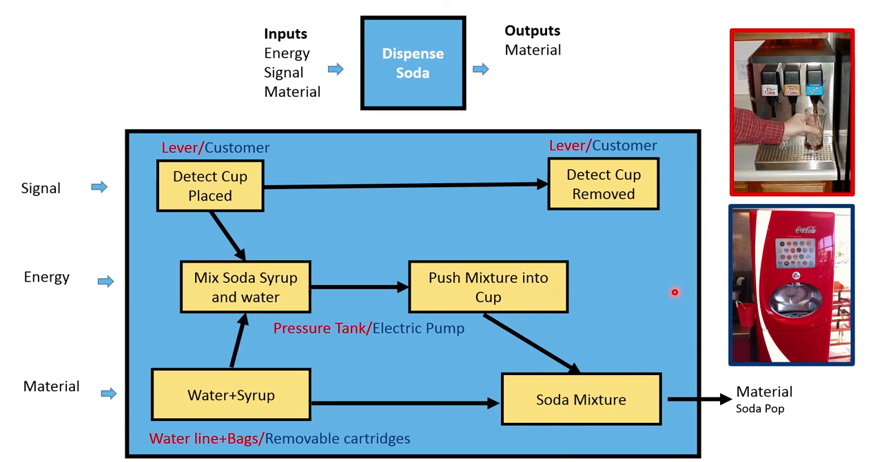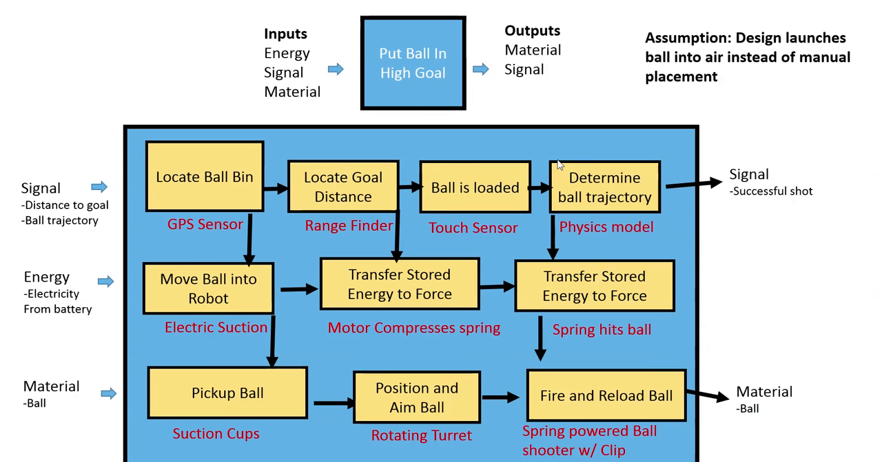So basically what I'm showing here is that you can do the same functions in this diagram with two different designs, and it's just a matter of figuring out ways to perform the subfunctions. So if we do this to our robot, I just came up with this for putting the ball in the high goal. We've got inputs such as energy, material, and signal, and we've got outputs of material and signal.